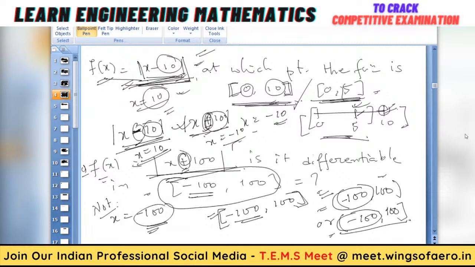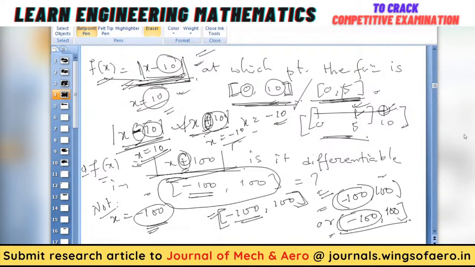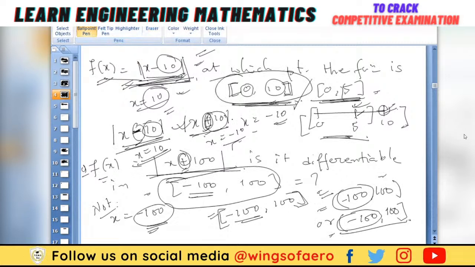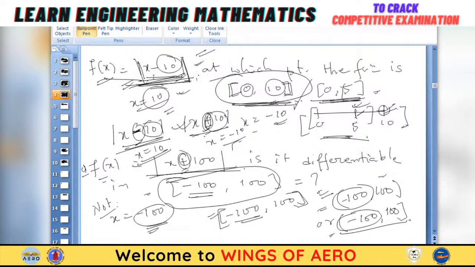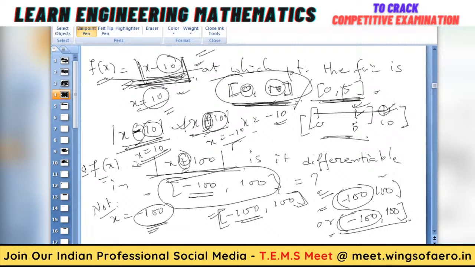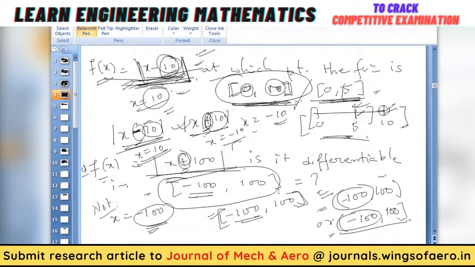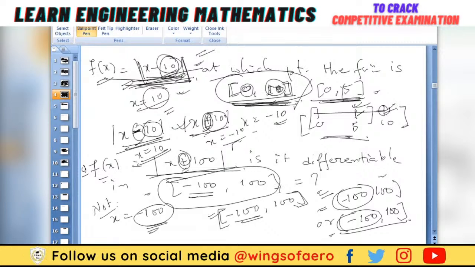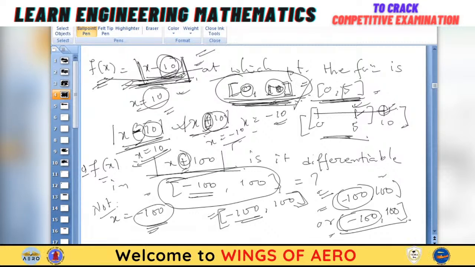Now in some cases an interval is given to you. Suppose that interval is 0 comma 10. Is the function mod of x minus 10 differentiable within this interval 0 comma 10 or not? First of all, you need to check at which point the function is not differentiable. That is x equals 10. So you have to check whether the point 10 is included in this interval or not. If it is included, then the function is not differentiable within this interval.